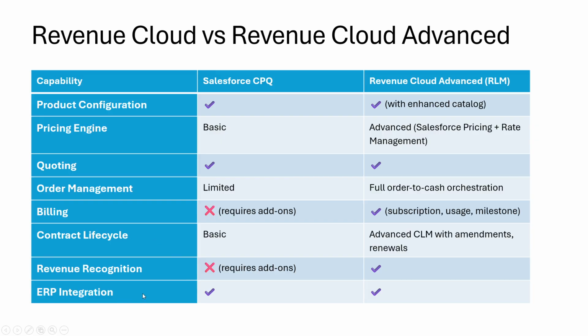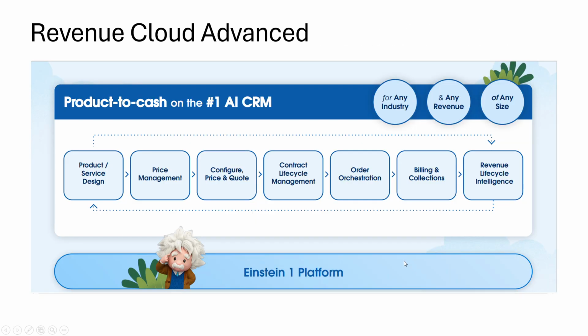And then ERP integration, both the CPQs do support ERP integration. So these are some of the capability differences between Revenue Cloud versus Revenue Cloud Advanced. With the latest Revenue Cloud Advanced, Salesforce claims that this suite is ready for any industry, any revenue of any size. All this is built on top of Einstein Platform 1.